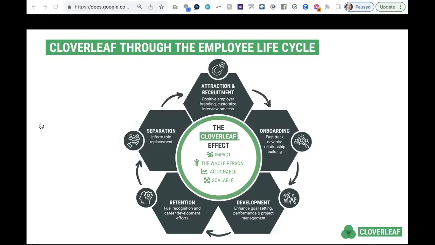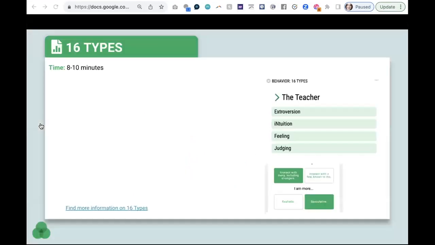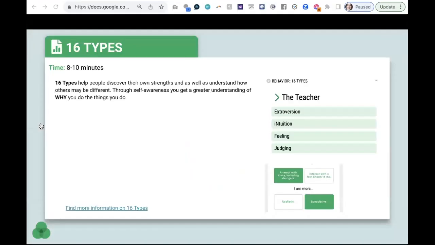So as we narrow it down, one of the most popular assessments that many people have taken and heard of is, of course, 16 types. 16 types typically takes 8 to 10 minutes to take. And 16 types really helps people discover their own strengths, as well as understand how others may be different.